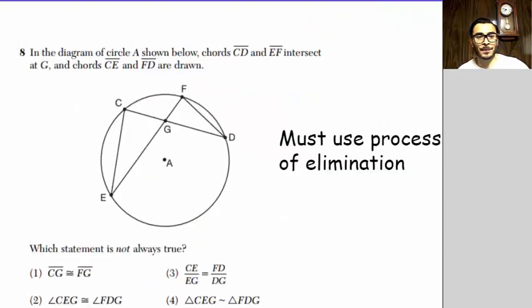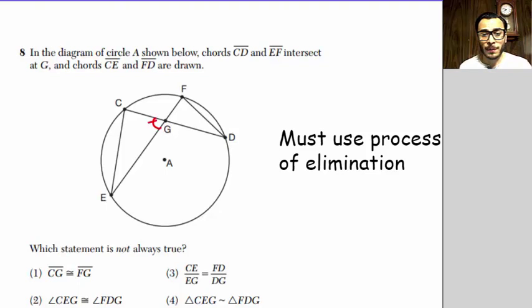Okay, number 8. It says, in the diagram of circle A, shown below, chords CD and EF intersect at G. And chords CE and FD are drawn. Which statement is not always true? So before I even begin the process of elimination, let me point something out here. Anytime you see a drawing like this, you're going to have similar triangles. And I'm going to show you why these triangles are similar, triangles CEG and FDG.